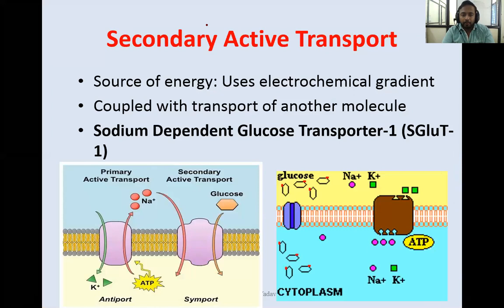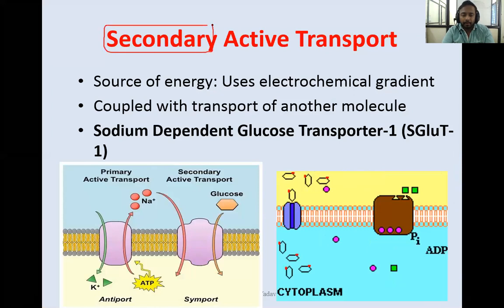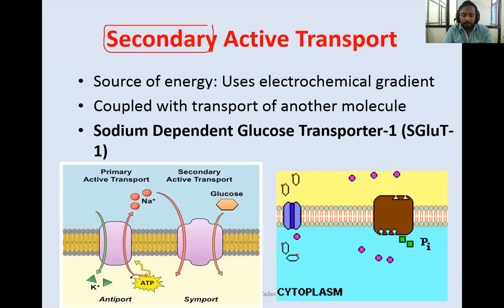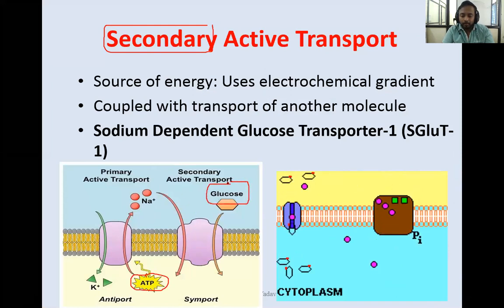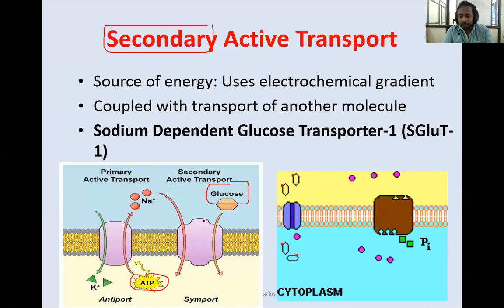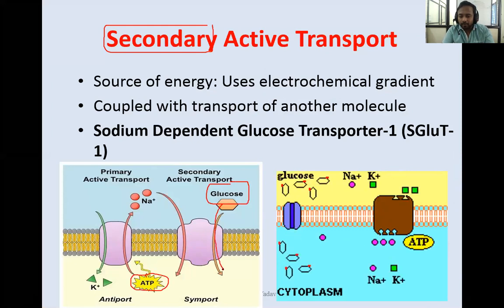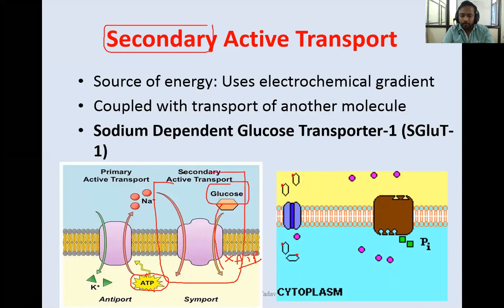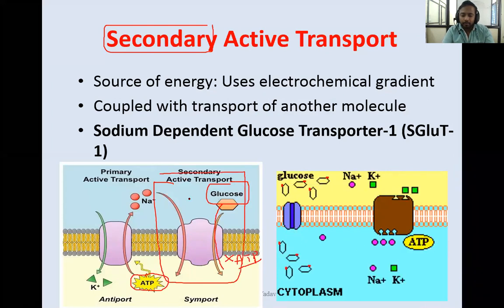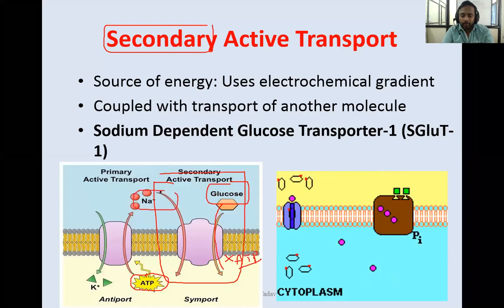One more type of active transport which you need to know is secondary active transport, which again uses the same energy currency ATP, but for example, glucose is transported across the membrane, but glucose transport into the cell does not require any ATP. Correct? Here, if you see in this picture, this portion does not require any ATP, but the movement of glucose is along with one ion, that is sodium.